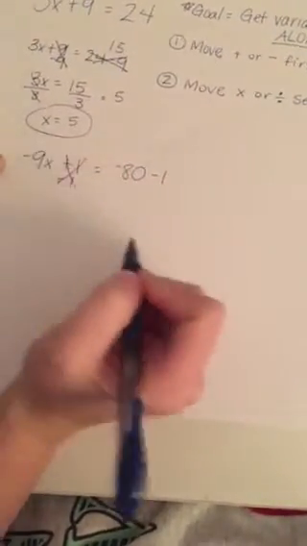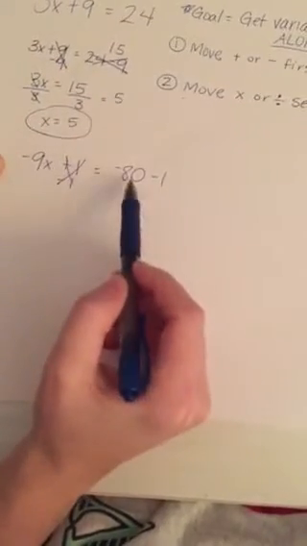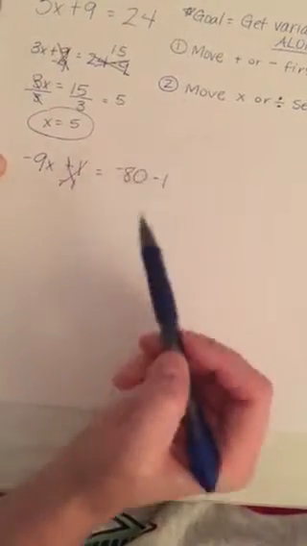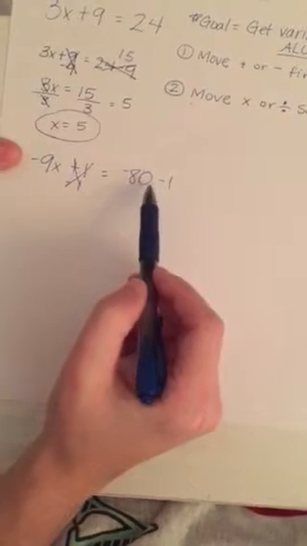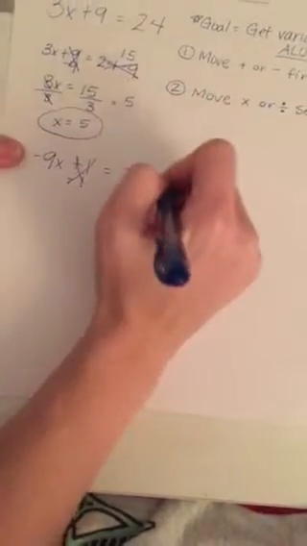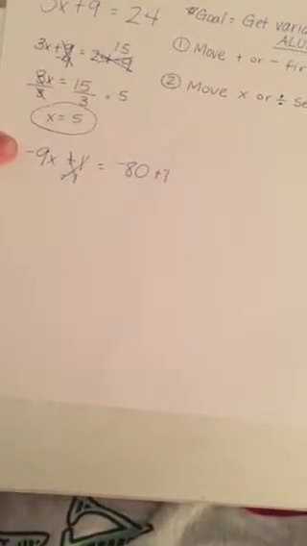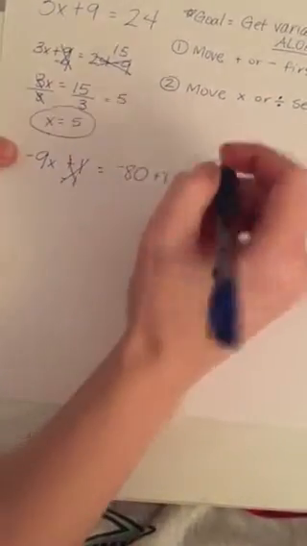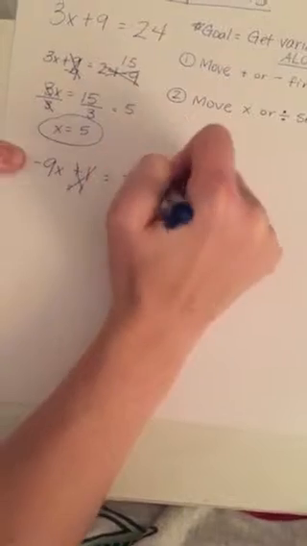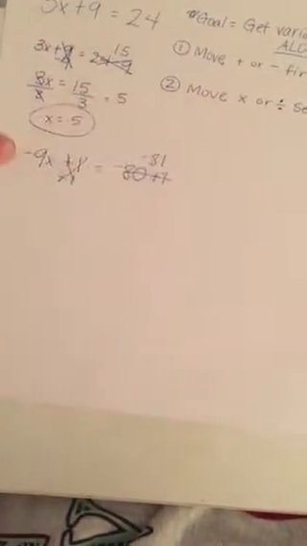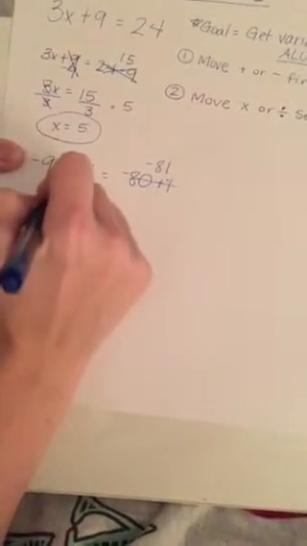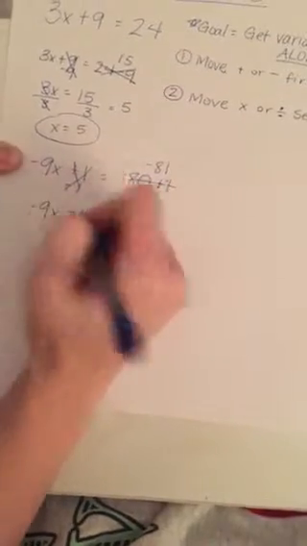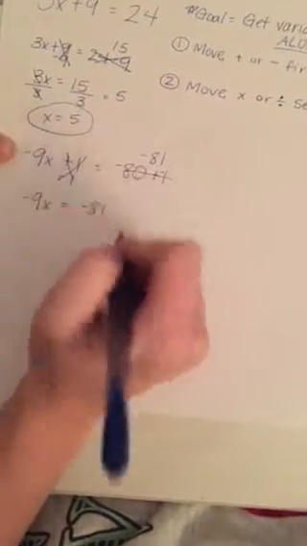Okay, so these cancel out. And over here we have to solve negative 80 minus 1. Well, when you're subtracting, remember, keep, flip, change, KFC. And now it's just addition. Negative 80 plus negative 1, and that's going to equal negative 81. So now we have negative 9x, we're going to clean it up a little bit, equals negative 81.